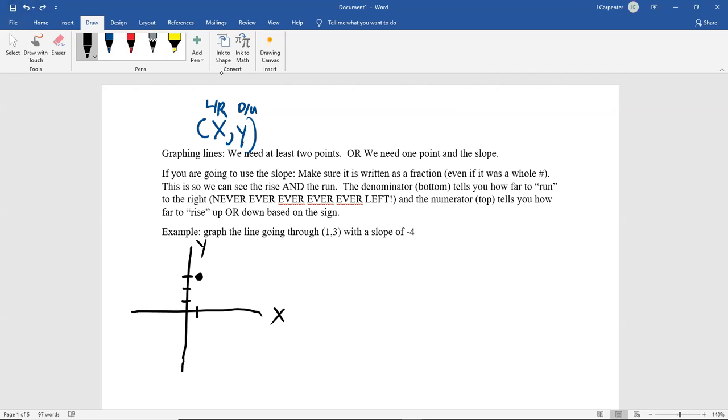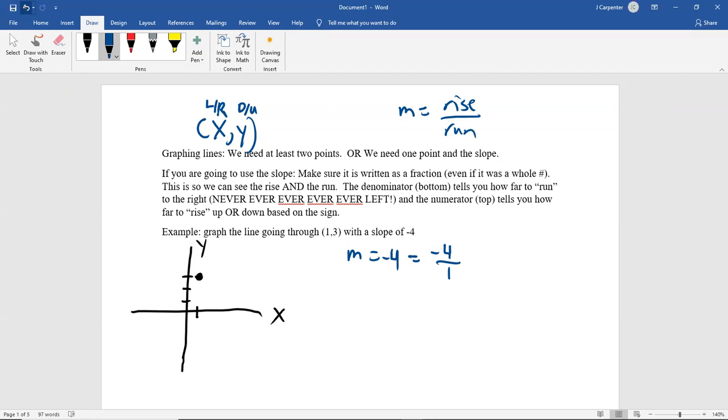And then from there, we have a slope of -4. Now, -4 is not written as a fraction. I said to write it as a fraction even if it was a whole number. So how do we make a whole number a fraction? Put it over 1. And the denominator or the bottom tells you how far to run. Because remember, slope is rise over run. We call that a rate of change. Rate meaning fraction, change meaning subtraction. I'm not actually finding a slope here. I was given it, but I'm just reminding you of those definitions.